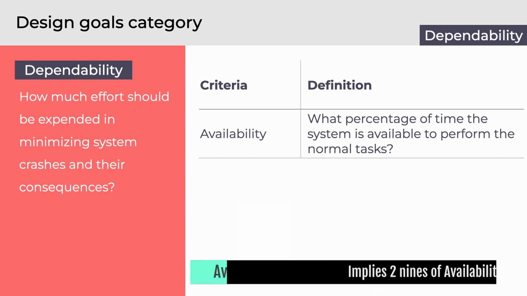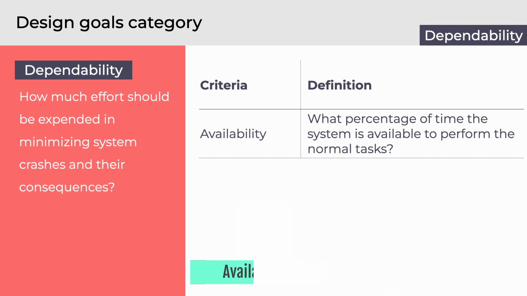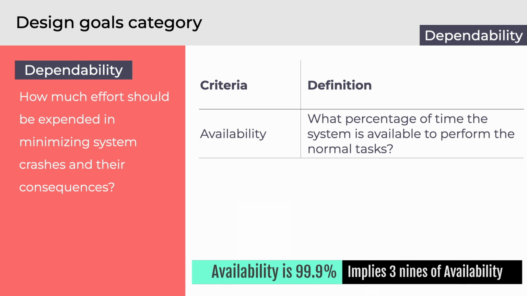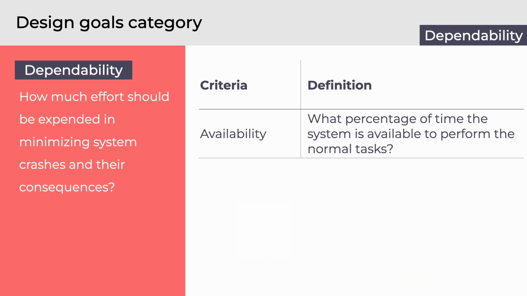For example, if we say the availability of a system is 99.00%, it's said to have 2 nines of availability. And if it's 99.9%, it is called 3 nines, and so on. Availability helps us to answer the following question: what percentage of time is the system available to perform normal tasks?